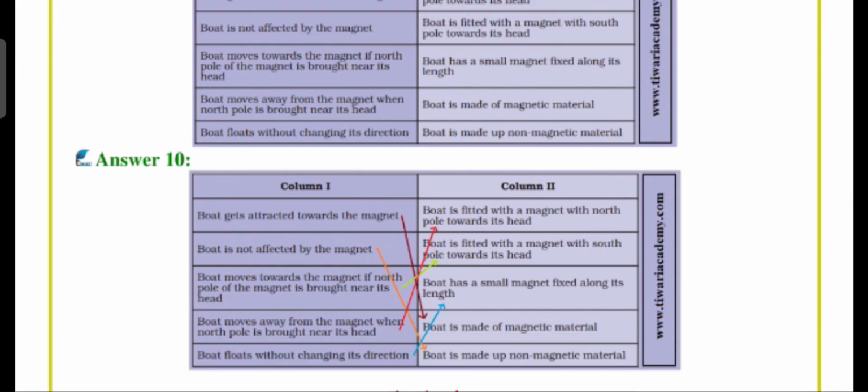So match the following and mark it in your book. Okay.